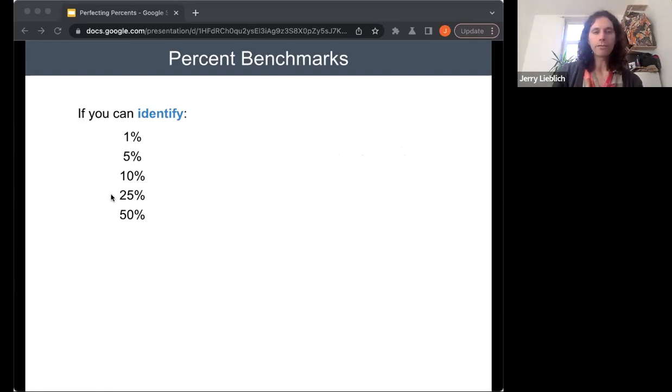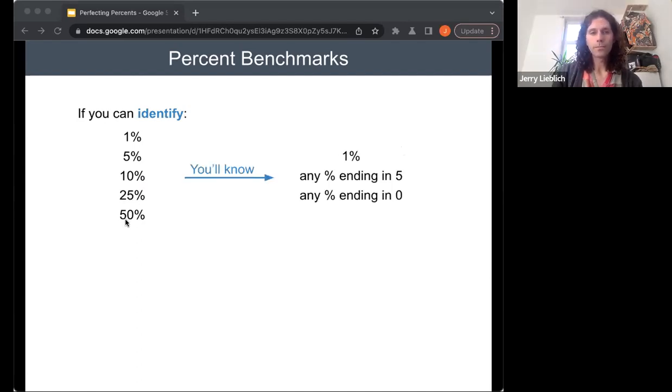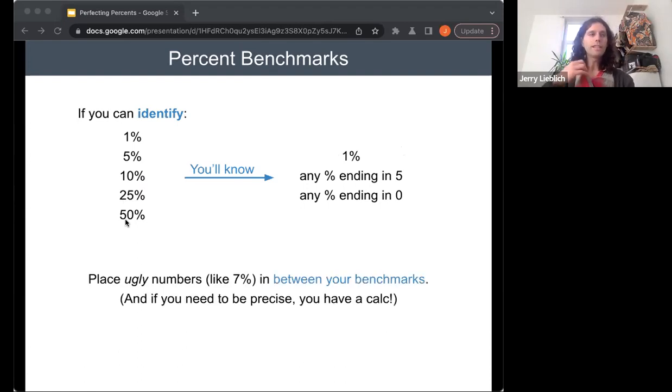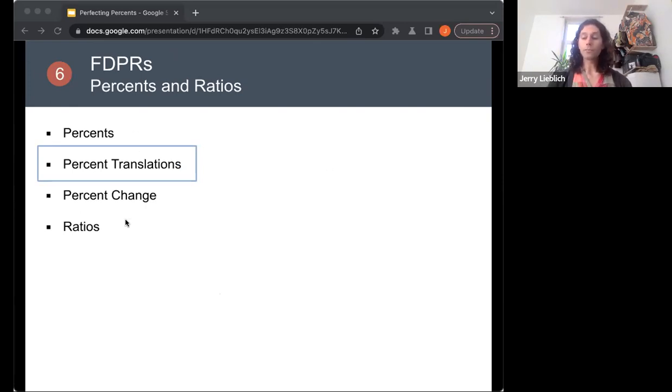But if you can identify these and the other ones, so again, like 10%, 1%, most important. I would say the other important ones, 25%, 50%. You can get this by dividing by 4, dividing by 2. Then you'll have a lot of these percents, and if you see an ugly number, you're going to be able to get a sense of what it is without calculating, which can sometimes be helpful if you're fast and accurate with that, if it's easier for you to do that than it is to put it in the calculator. That's up to you.